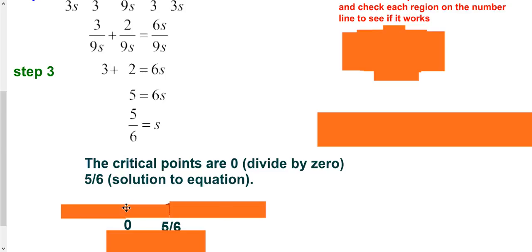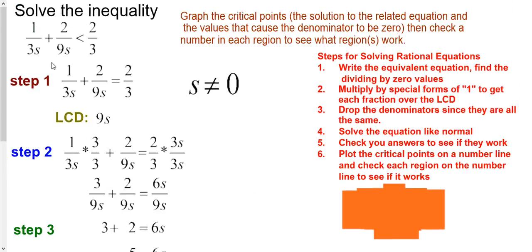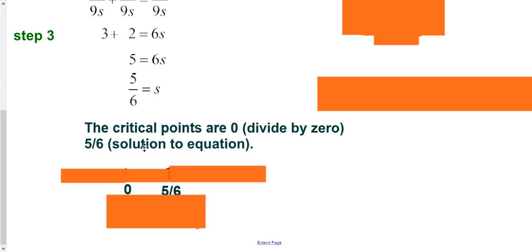So if I try a number to the left of 0, like -1, I need to plug that into the original. Plug a -1 here for s, a -1 here for s. I get -1/3 plus a -2/9 is a negative plus a negative, which is another negative. Is that going to be less than +2/3? And yes, so I'm going to be shading over there.